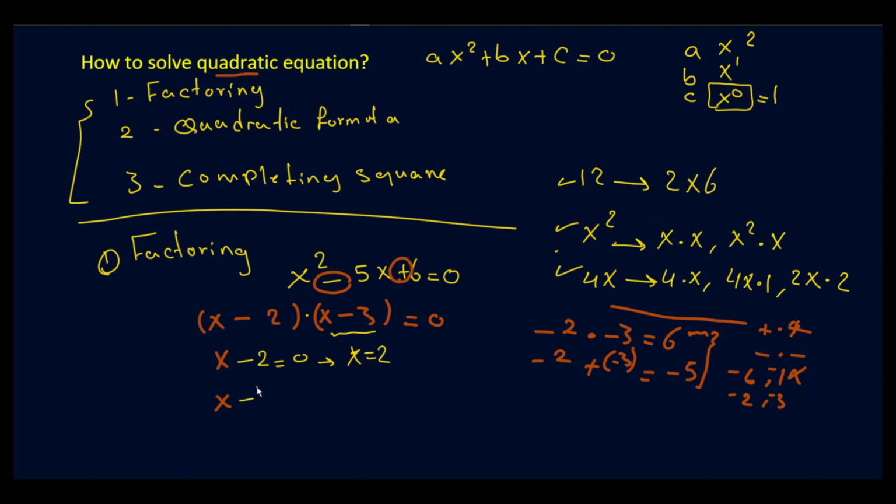Over there, from the second bracket, we have x minus 3 equal to 0. So from here we also conclude that x is equal to 3. So our final result is x is equal to 2 and 3. And that is for factorization.